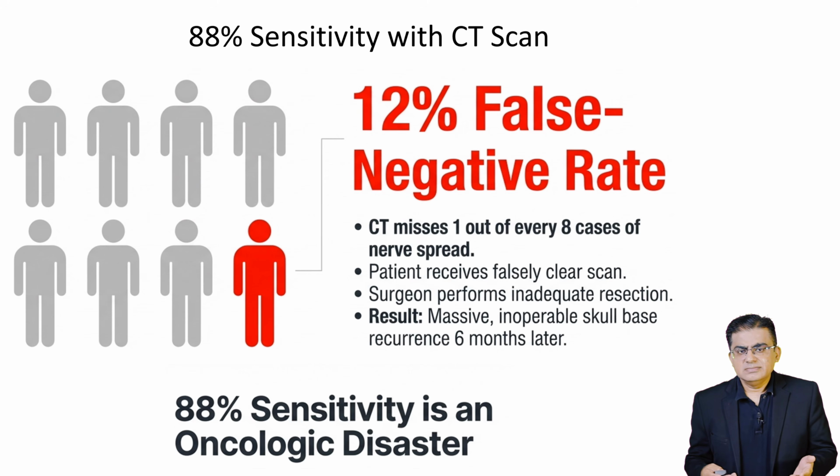Now some of you might look at that and think, sir, 88%, that's not so bad. Let me tell you, in oncology, 88% is a complete disaster. It means that statistically, if you rely on a CT scan, you are going to miss 1 out of every 8 cases of nerve spread. That is one patient in an OPD who is going to undergo less conservative surgery because your CT scan said clean scan for PNI, and will come back 6 months later with a massive inoperable skull-base recurrence. Think about it.